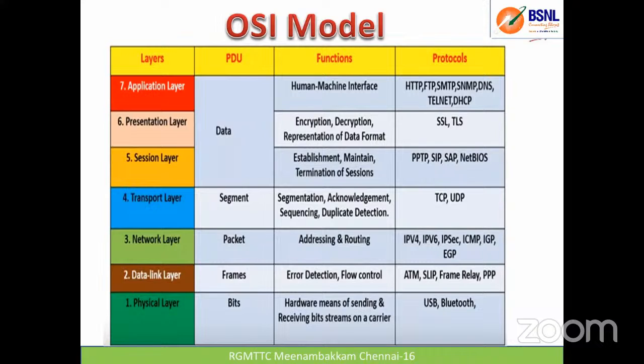The main functions of the transport layer are segmentation, acknowledgement, sequencing, and duplicate detection. The protocols we use in layer 4, the transport layer, are TCP and UDP. TCP is the Transmission Control Protocol. It is a connection-oriented protocol which helps in the exchange of messages between different devices. We use TCP/IP, which is part of the transport layer protocols.